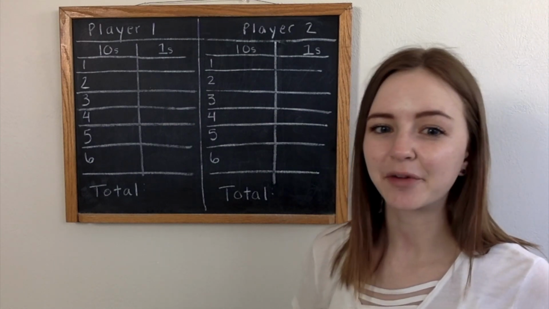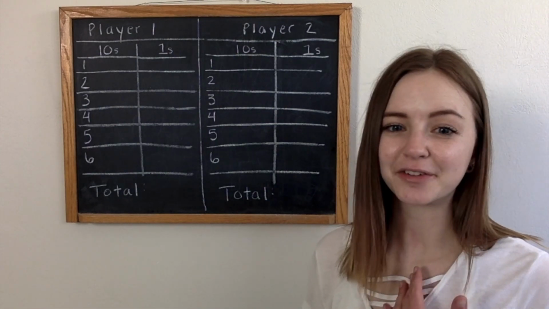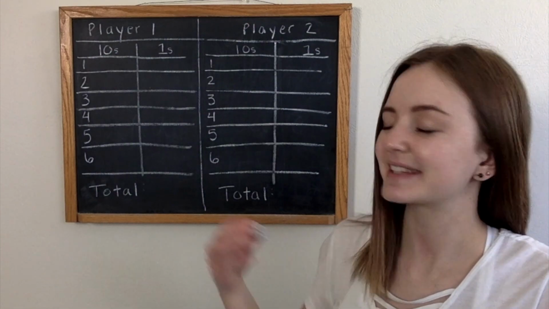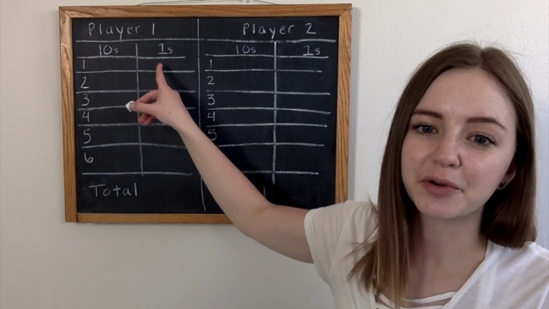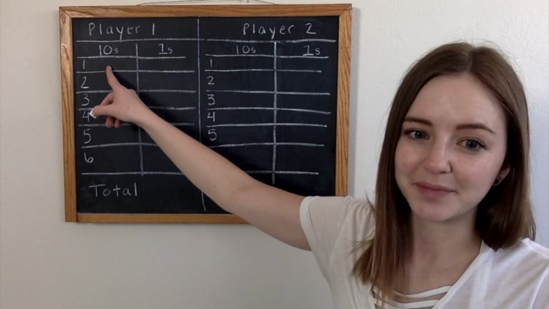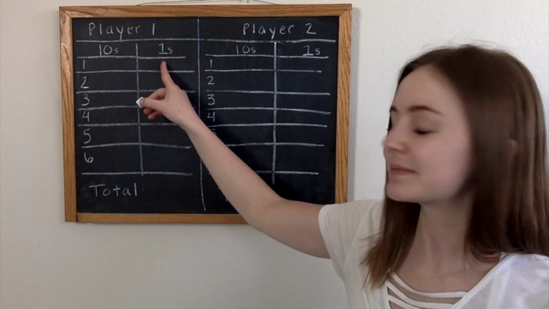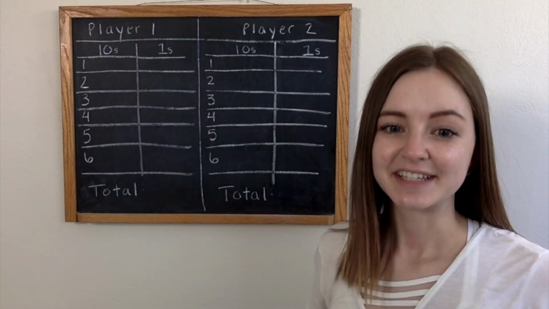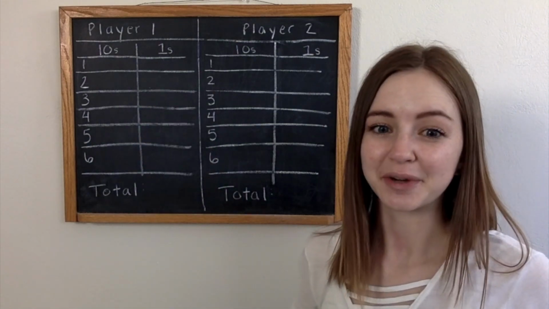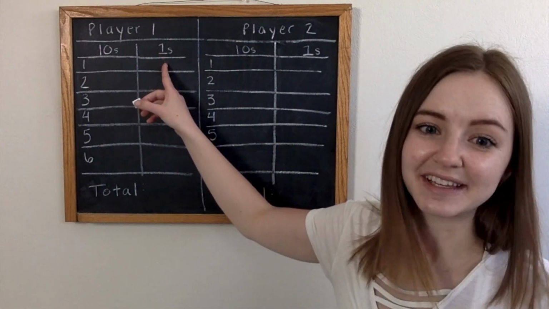For this game, I will be player 1 and you will be player 2. First, I will roll the die. I rolled a 6, which means that I can either choose to put my 6 in the tens place column or the ones place column. If I put my 6 in the tens place column, that means that I will actually have 60. Whereas if I put it in the ones place, I will just have 6. Since I still have 5 more rolls to go, and I don't want to get over 100, I don't think I want to put it as 60 yet. I'll just put it as 6.